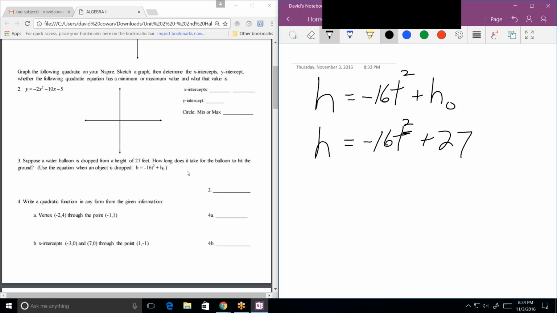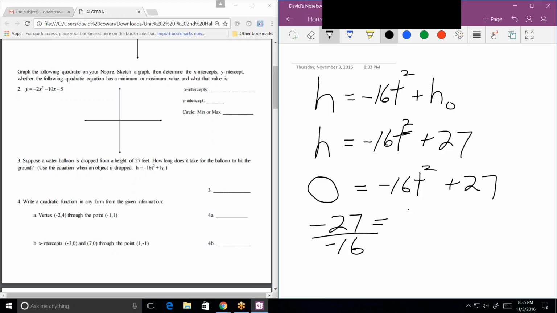So how long does it take for the balloon to hit the ground? Well, what's its height when it hits the ground? 0. That's what I'm going to plug in for that h, and then I'm going to merely solve this quadratic. And that's actually a fairly easy quadratic to solve. If I move the 27 to the other side and divide both sides by minus 16, I get this. Right? That now becomes pluses.